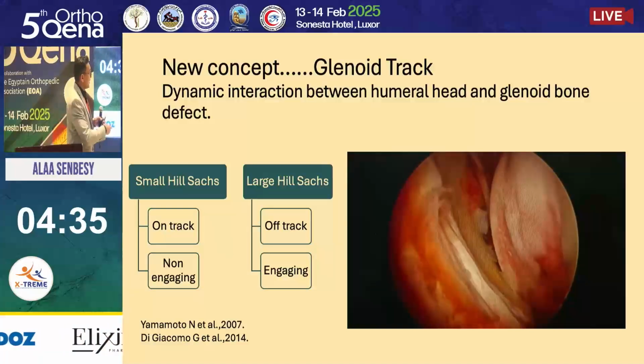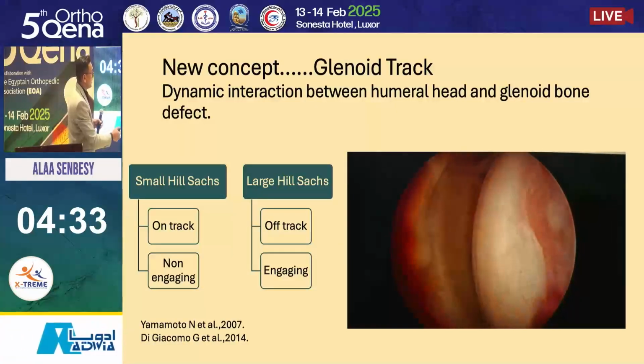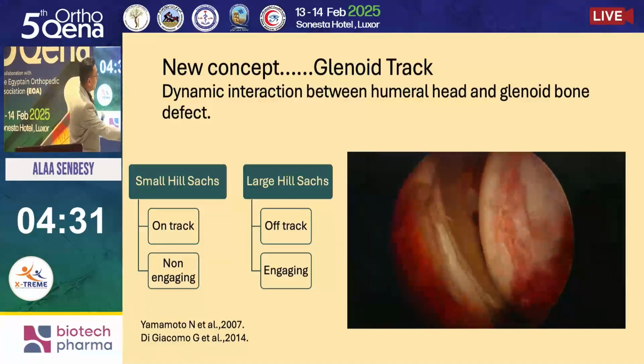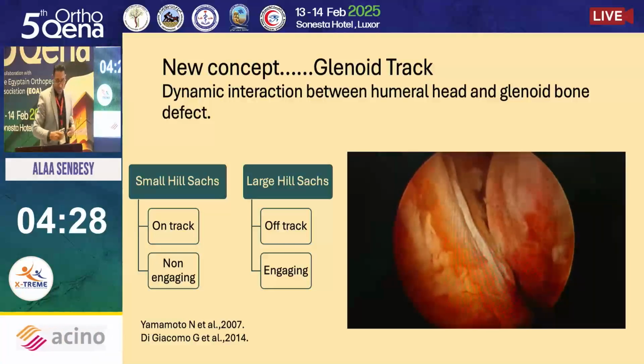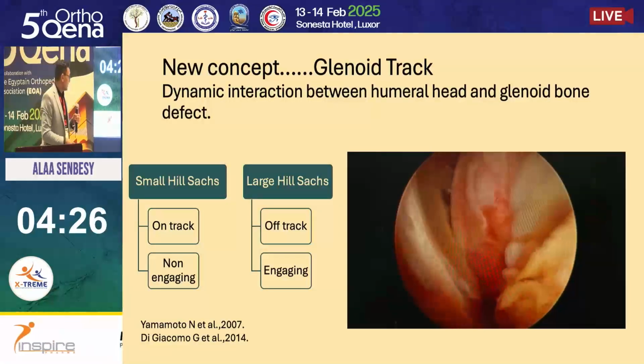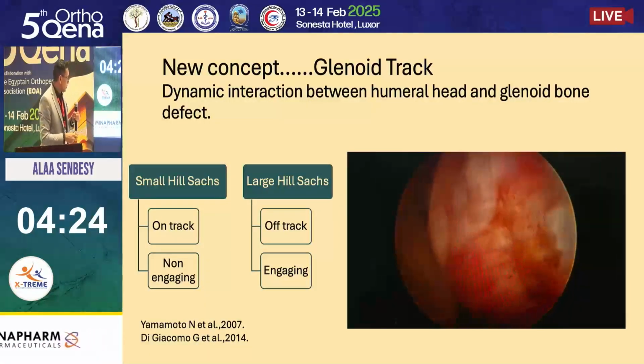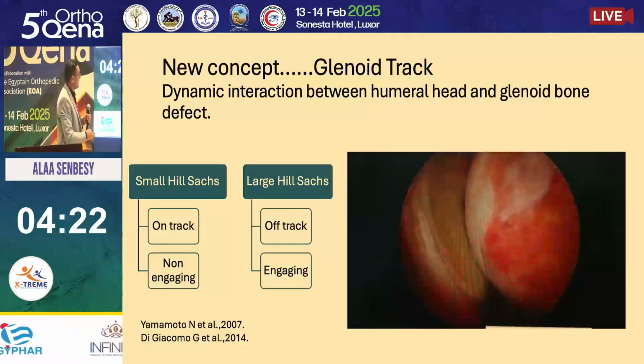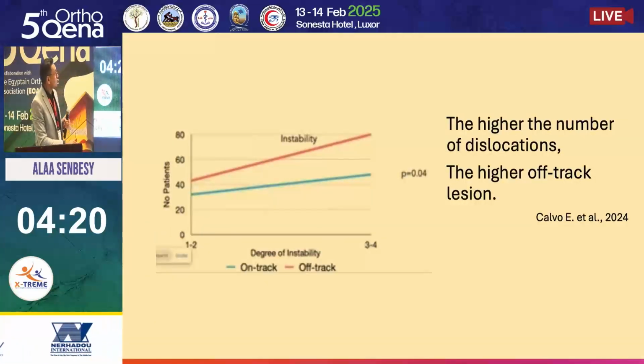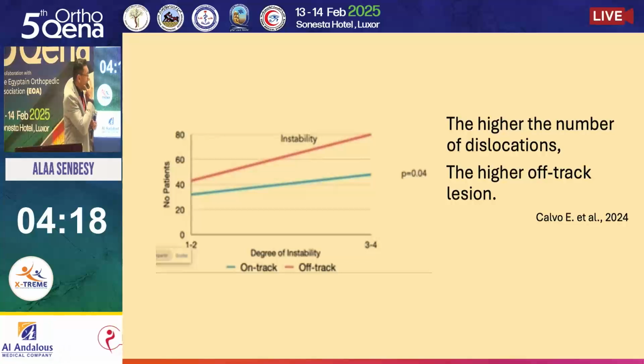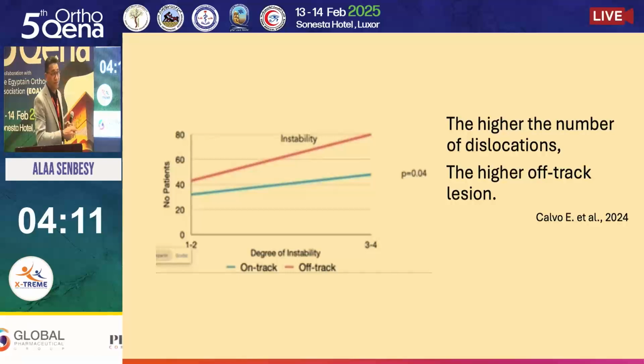As we see here, it's a large Hill-Sachs, so it will engage with the glenoid anteriorly, which was described by Yamamoto in 2007 and Giacomo Giovanni from the Roma Shoulder Group in 2014. In 2024, Emilio Calvo from the Madrid Shoulder Group concluded that the higher the number of dislocations, the higher the off-track lesion.